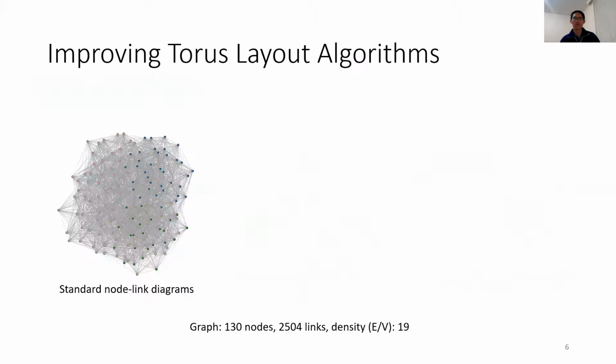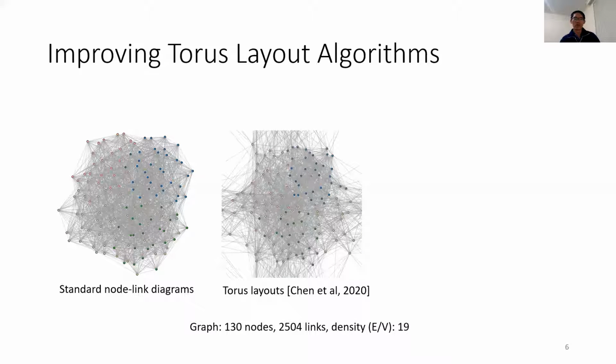This example shows a community structure of 5 clusters denoted by colors. A standard force-directed representation of this network leads to a circular hairball and is hard to identify its cluster structures. Chen and others presented a torus layout algorithm for smaller and simpler networks. However, in our evaluation, we found that it has limited capability to untangle a network for larger and denser networks.